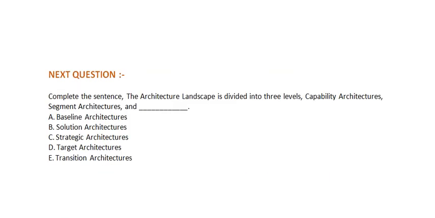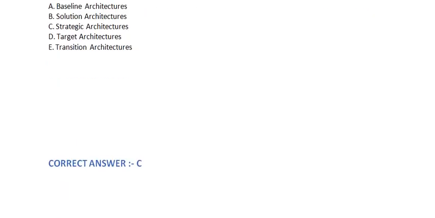Next question is, complete the sentence. The architecture landscape is divided into three levels: capability architectures, segment architectures, and option A, baseline architectures, option B, solution architectures, option C, strategic architectures, option D, target architectures, and option E, transition architecture. The correct answer is option C.